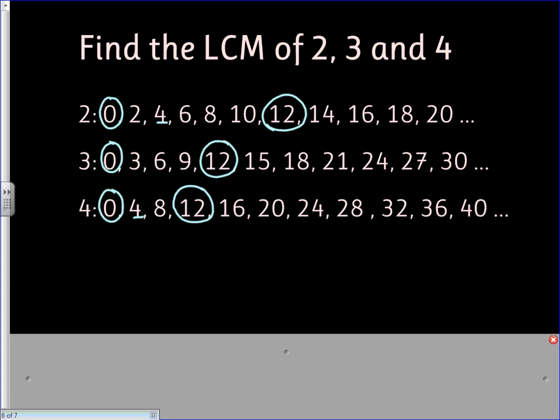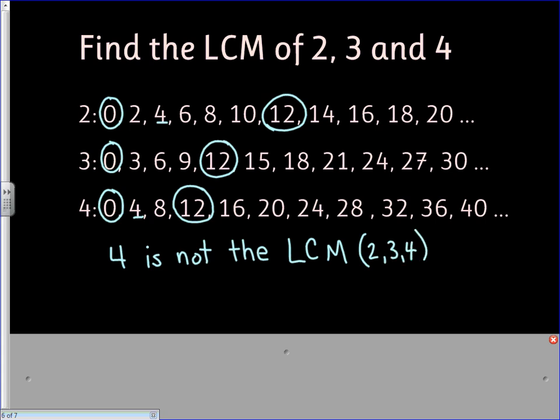I'm going to write that down: 4 is not the lowest common multiple of 2, 3, and 4, because it is not a multiple of 3.